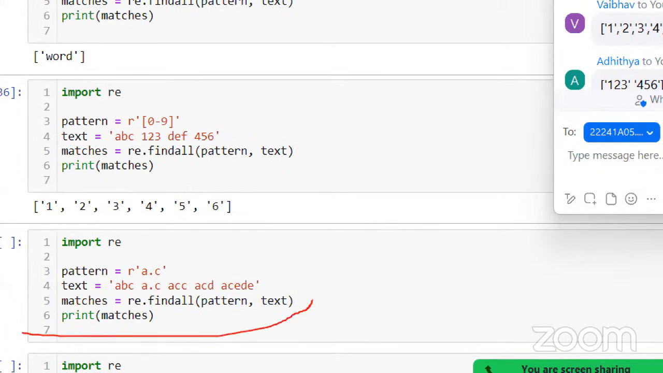Next. This is a little bit confusing, right? Our pattern also has a dot c, and our text also has a dot c. So these kinds of things you need to work on.